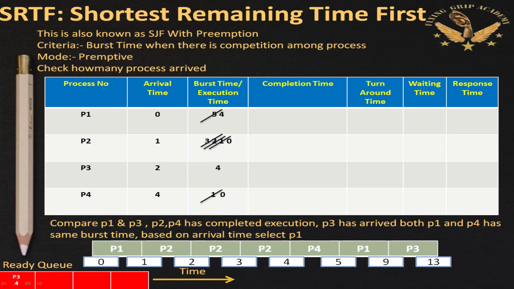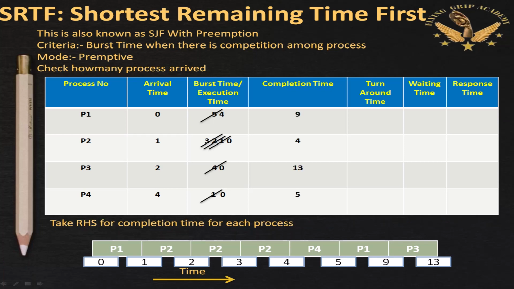Now we are going to calculate the completion time. To calculate the completion time, we take the right hand side. P1 has completed at 9. Next P2 has completed at 4. Next P3 has completed at 13. Next P4 has completed at 5. So the result is 9, 4, 13, 5, because we are calculating the right hand side.